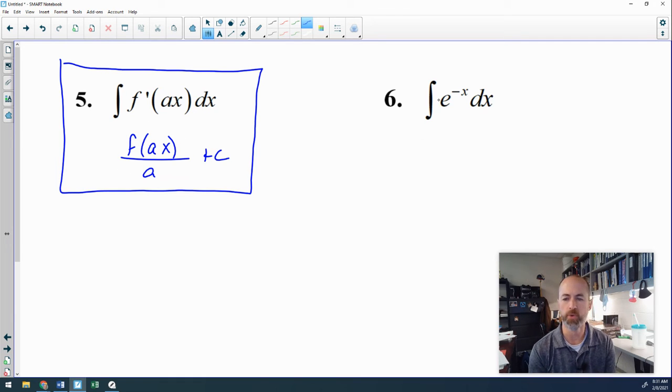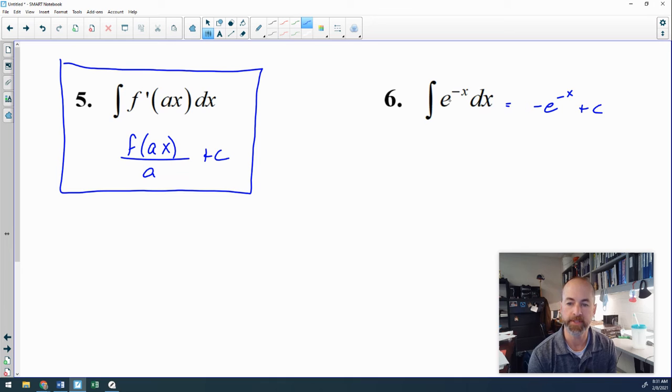And I want to do two more really quick. I'm going to make one up on the fly, but for number 6, this one I wanted to do because a lot of people get the right answer, but for the wrong reasons. The answer does end up being negative e to the negative x, plus c. It can be a little bit deceiving because the derivative of e to the negative x is also negative e to the negative x.